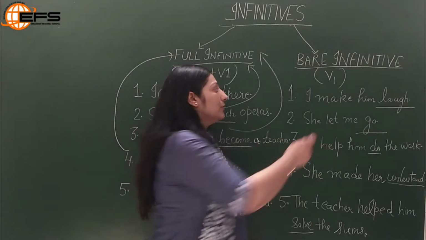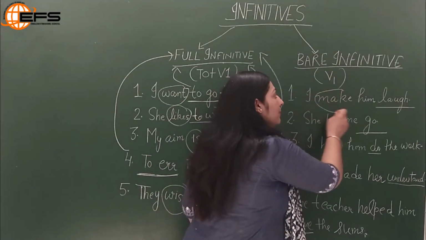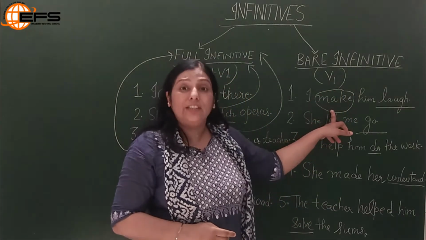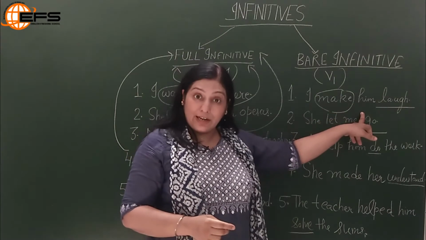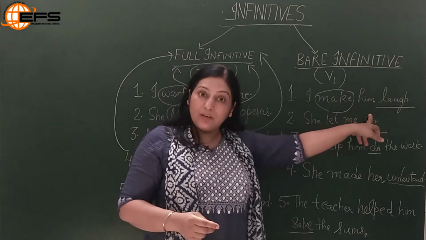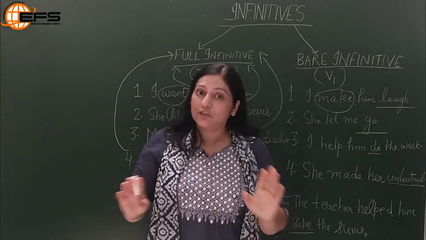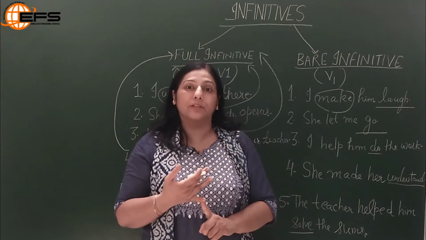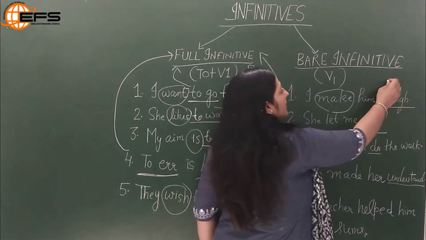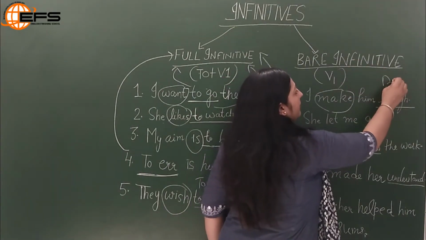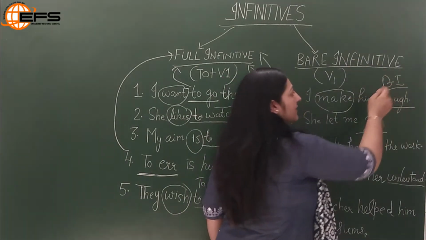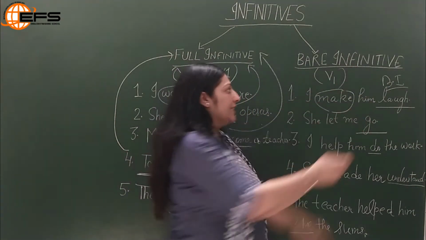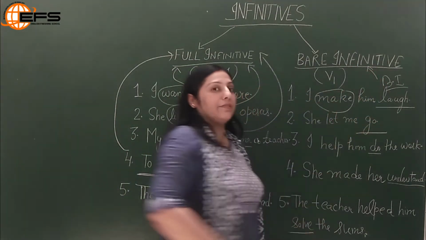So this is how "make" here is the main verb. Again I can change its tense. I made him laugh. I will make him laugh. But "laugh" will not change, will not be affected by the tense and the subject of the sentence. So this is called bare infinitive. I can just represent it as BI, which stands for bare infinitive.